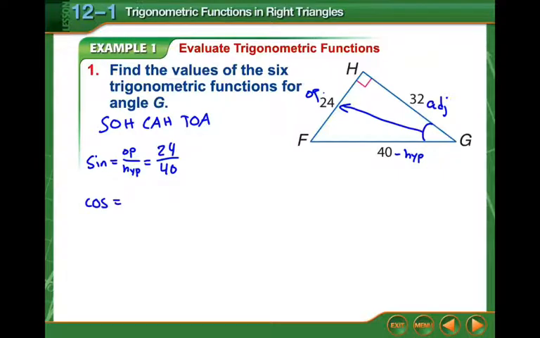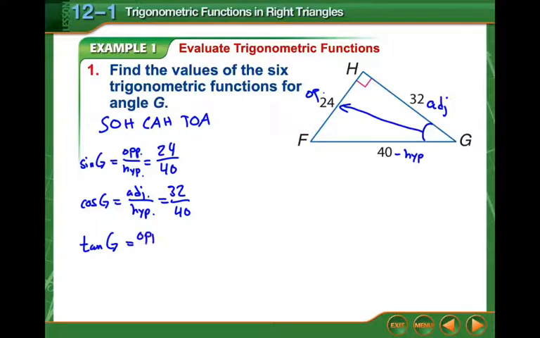For cosine, these are all of G. I forgot to put G in there. It's adjacent over hypotenuse. And that's the 32 over 40. And then we have tangent of angle G, which is going to be the TOA part of SOHCAHTOA. So it's opposite over adjacent. And that is just going to be 24 over 32.